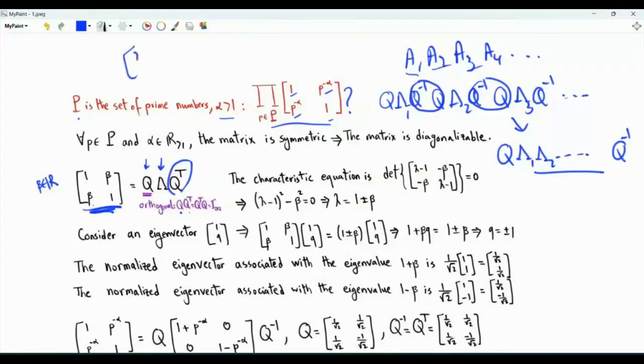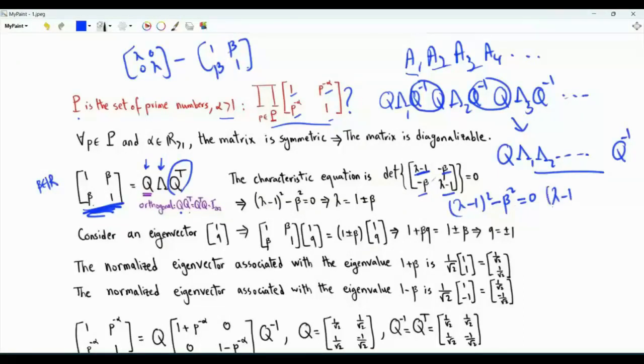The characteristic equation is the matrix lambda 0, 0 lambda, minus this matrix. We have the 2 by 2 matrix, lambda minus 1, minus beta, minus beta, lambda minus 1. The determinant is lambda minus 1 squared, minus beta squared. If we equate to 0, we have lambda minus 1 squared is equal to beta squared. Lambda minus 1 is plus or minus beta. Lambda is 1 plus or minus beta. The eigenvalues of this matrix are 1 plus beta and 1 minus beta.